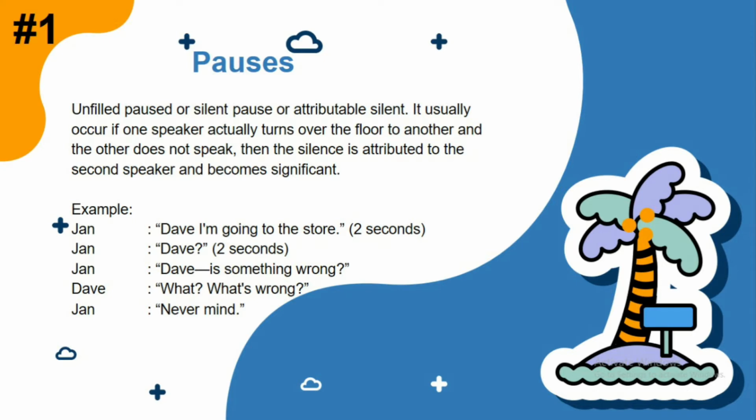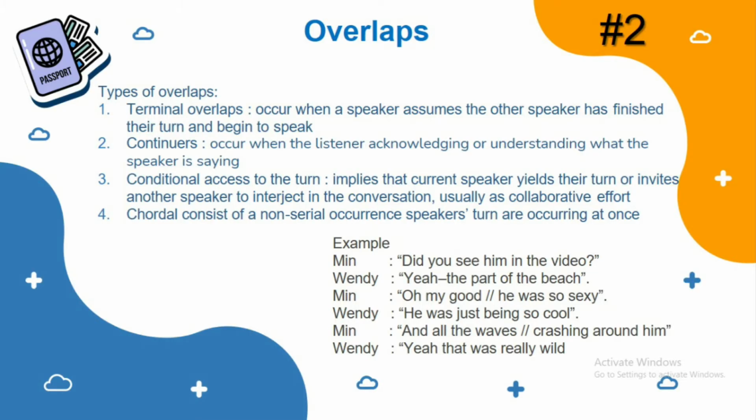The next is unfilled pause or silent pause or attributable silence. It usually occurs if one speaker actually turns over the floor to another and the other does not speak. Then the silence is attributed to the second speaker and becomes significant. Overlap is when both of the speakers are trying to speak at the same time.